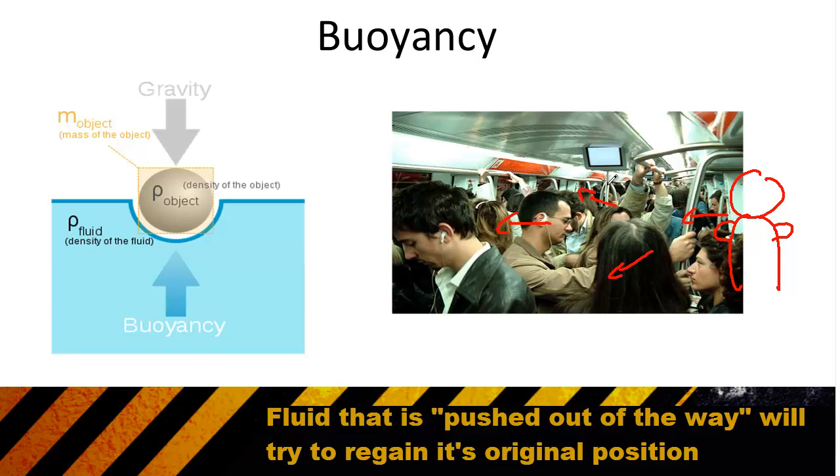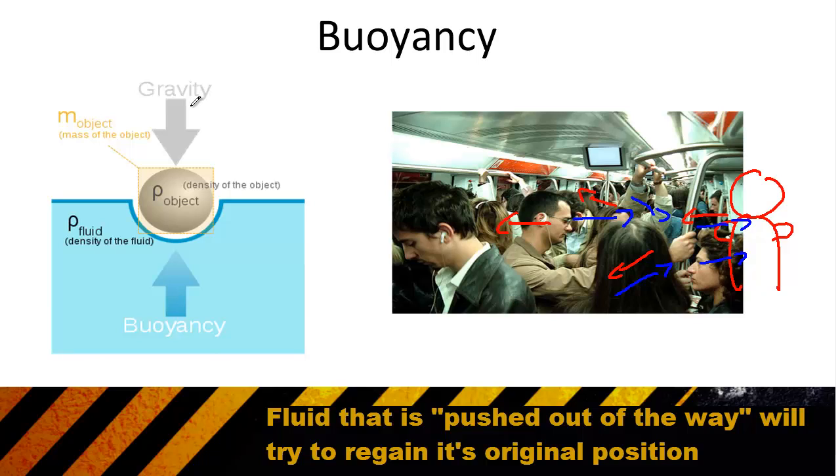These people in this crowded train will likely get annoyed, and they will attempt to move back into their original position. As these people try to squeeze back into their original position, they're going to exert a force on the gentleman who tried to get in. Essentially, the people are crowding the large man, pushing him out of the subway because they want to return to their original position. And that's what happens in a fluid.